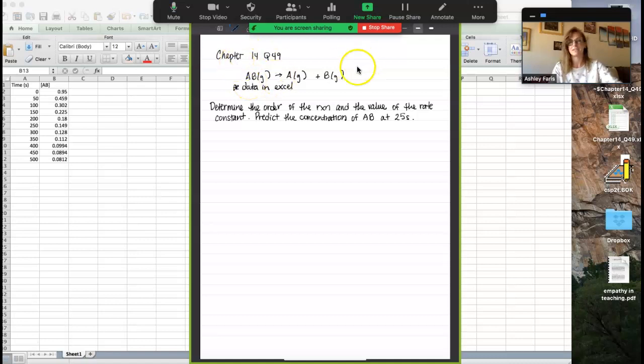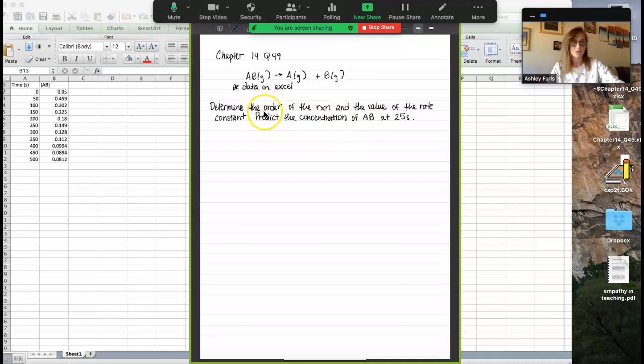So we have AB decomposing into A plus B, and the data that was provided is time and also the concentration of the reactant over time. I've typed that already into Excel. This question is asking us to determine the order of the reaction and the value of the rate constant, and then it asks us to predict the concentration of the reactant at time equals 25 seconds.